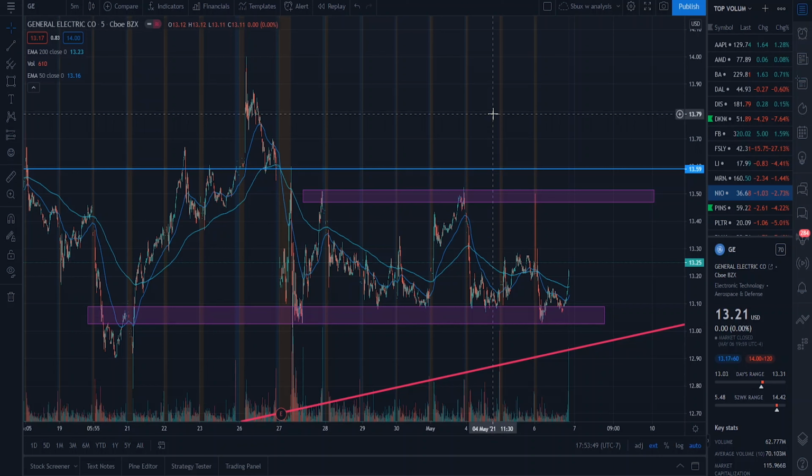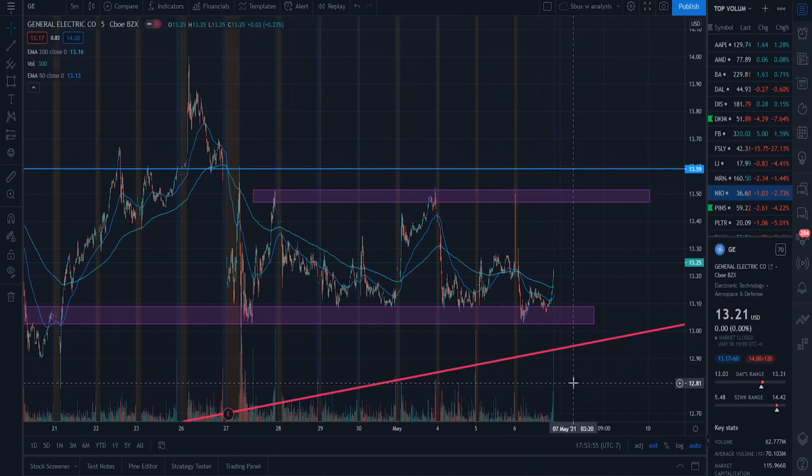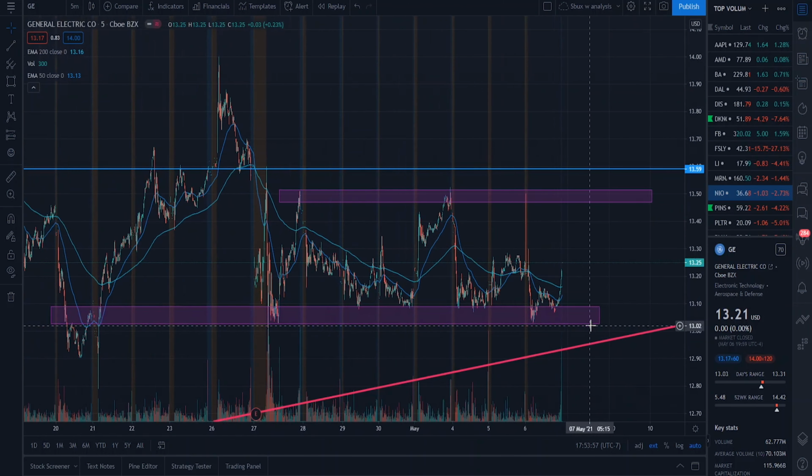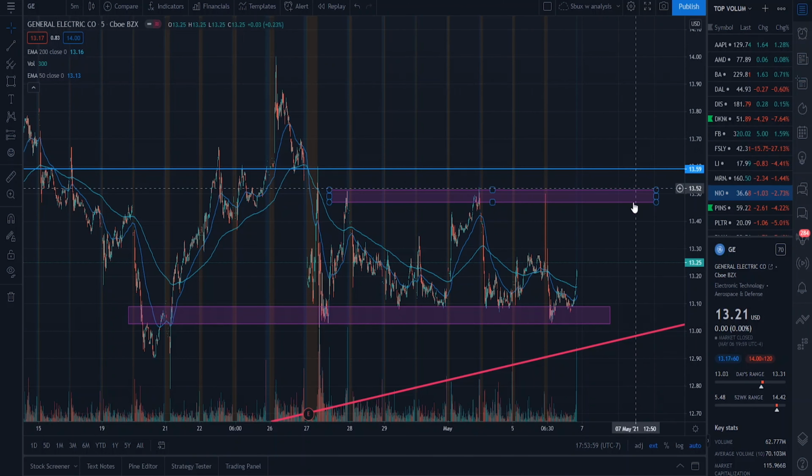So with GE, if we do get a break above $13.50 come tomorrow or come into next week, now that we have this massive volume showing on the chart, it is not going to be surprising that we will see a breakout if we do come above, and if it does happen in a timely manner.